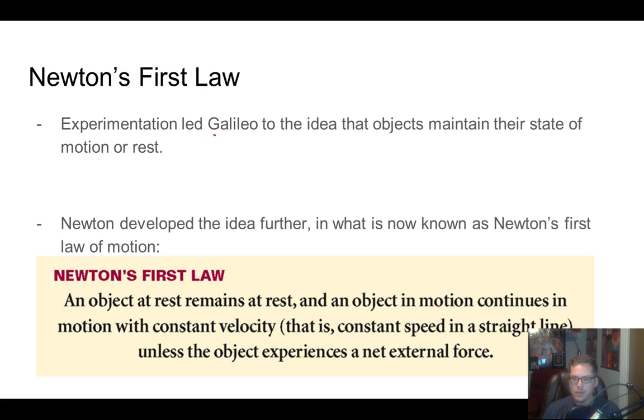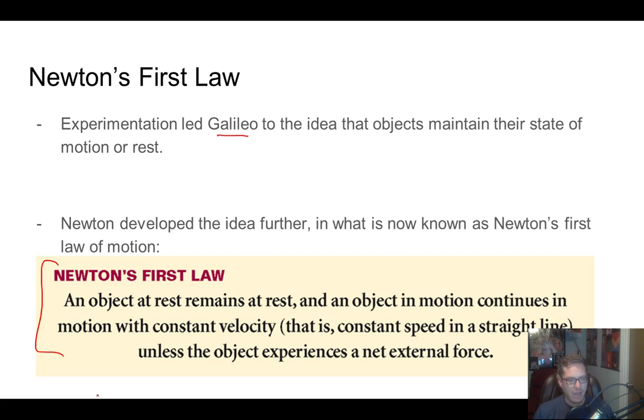All right. So Galileo came up with this idea that objects maintain their state of motion. He came up with this idea through experimentation. Newton came along and said, hey, that's a pretty good idea, but let's make it better. And he came up with this guy here. This is Newton's first law. And you've probably heard it before.